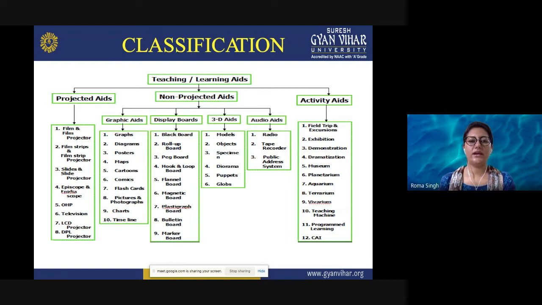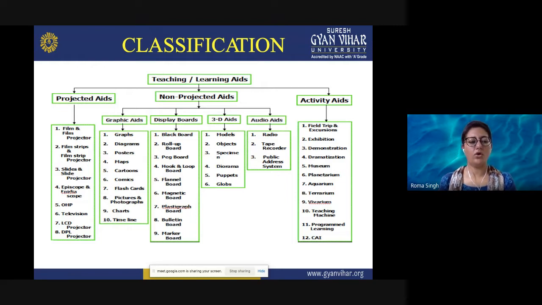Then there are 3D aids, that is the three-dimensional aids. We can see the aids from three angles. These kinds of aids are models. They can be working and non-working models, objects, the real objects, specimens, diorama, which can be created like a scene using simple things. Puppets, make use of puppets. Globes, so this is how they can be used.